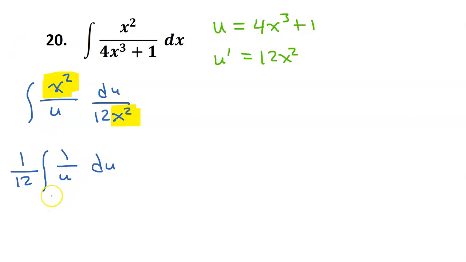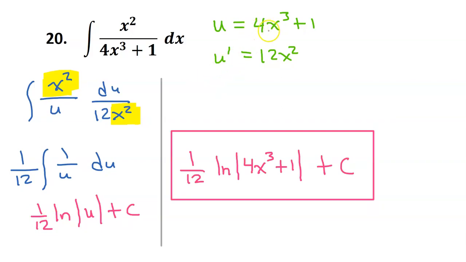But it's time for a memorized rule. The integral of 1 over u du is the natural log of the absolute value of u plus c. Let's be careful not to forget the 1/12 out in the front. Putting 4x to the third power plus 1 back in for u, we have the final answer.